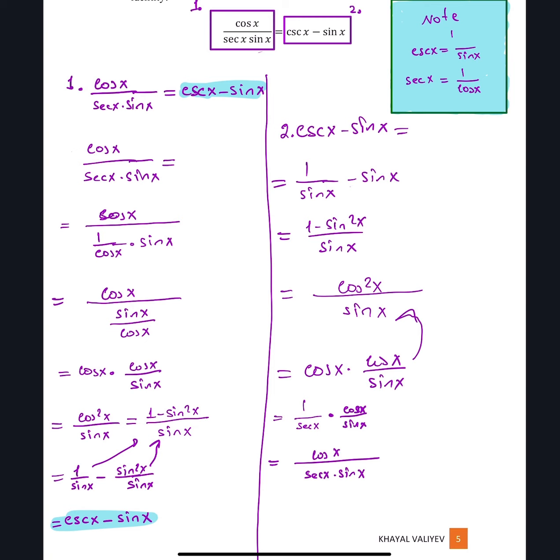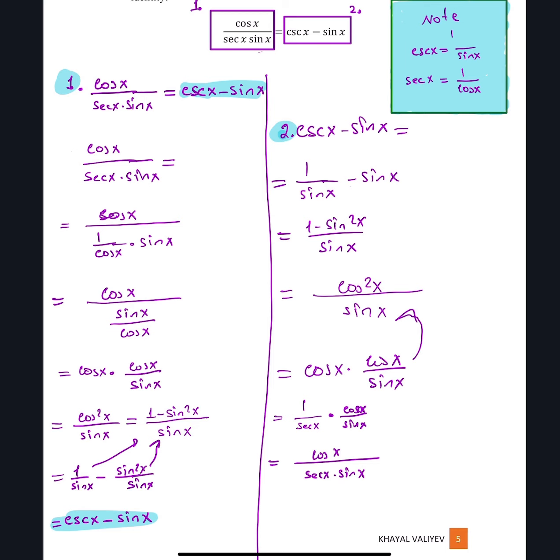You don't have to do this in two ways. One way is enough to get your mark, okay? So verify that the left hand side equals the right hand side, or just start from the right hand side and make it equal to the left hand side. That's it to get your full points. But don't forget, give your reason, okay?